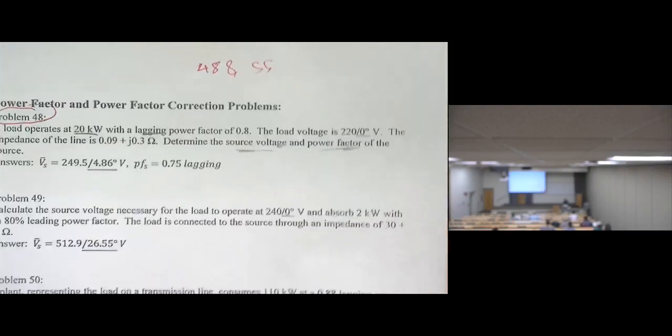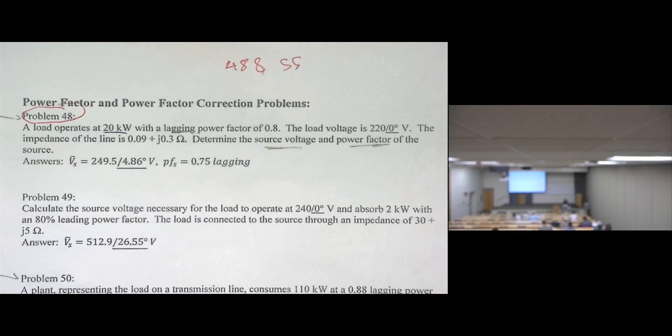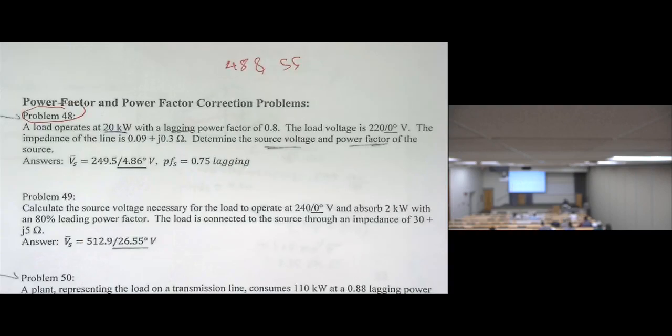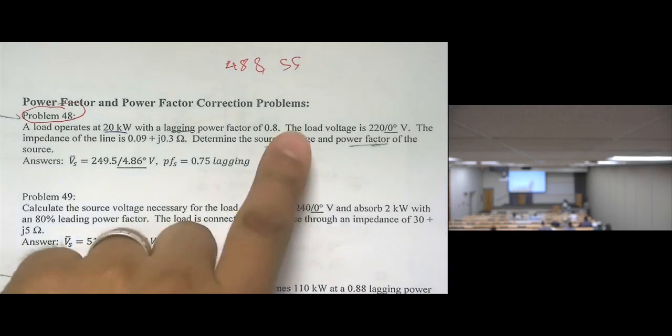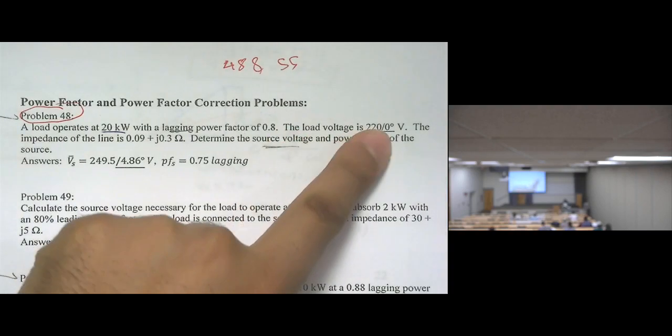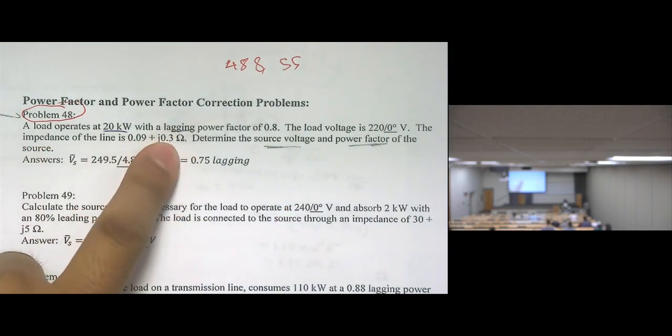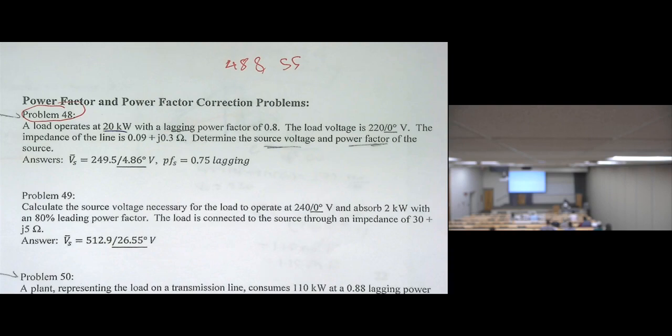So problem 48 from the supplemental problem sets. A load operates at 20 kilowatts with a lagging power factor of 0.8. The load voltage is 220 and the line impedance is 0.09 plus j0.3. Determine the source voltage and power factor of the source. Now this is an AC problem of a different type, where we need to know the power factor. So how can we solve these kinds of problems?